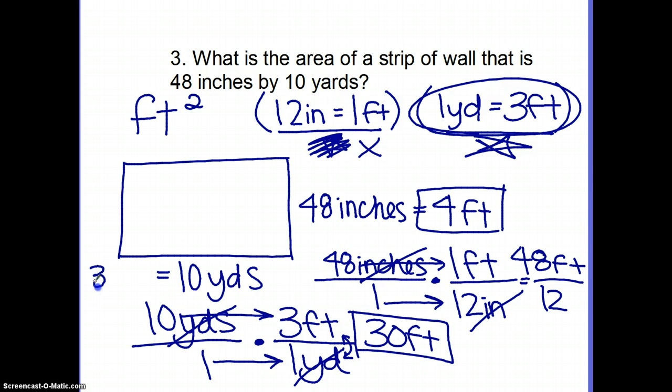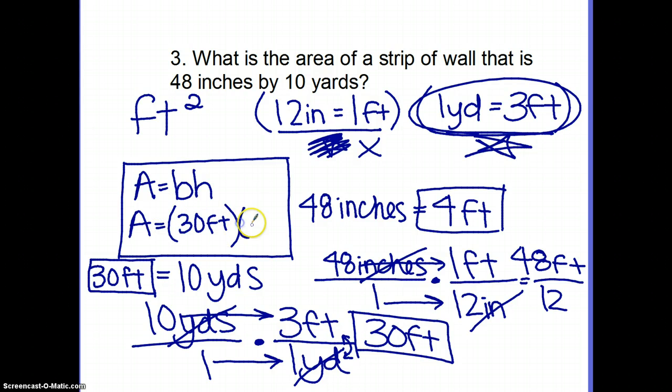So here's 30 feet. This wall is an interesting size, 30 feet by 4 feet. So we want the area, and we know area is base times height, or we could say length times width. So we've got 30 by 4, so we're going to say area is 30 feet times 4 feet, and 30 times 4 is 120, so the area is 120 feet squared.